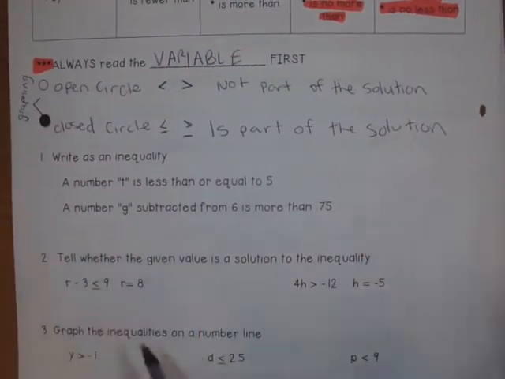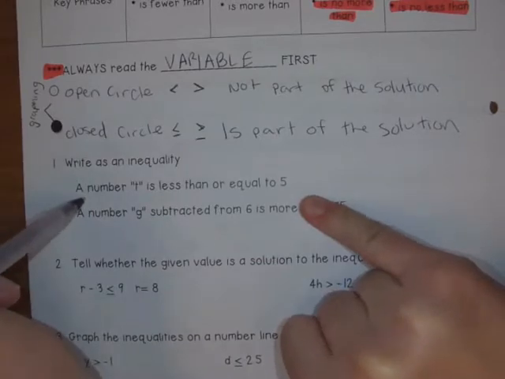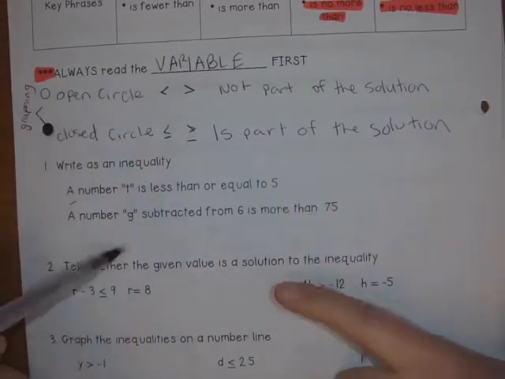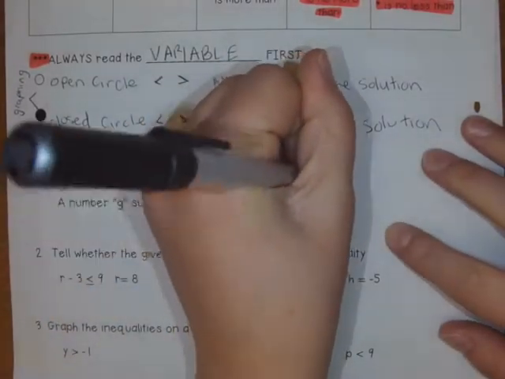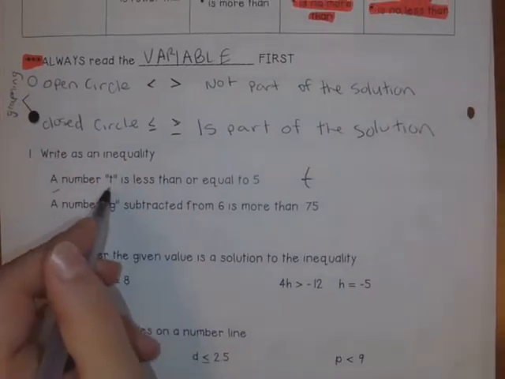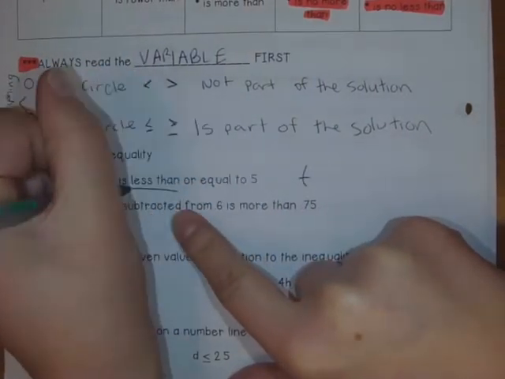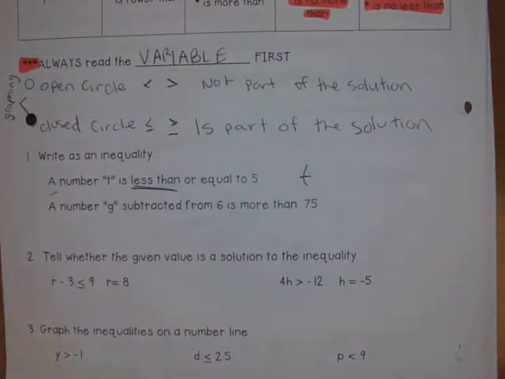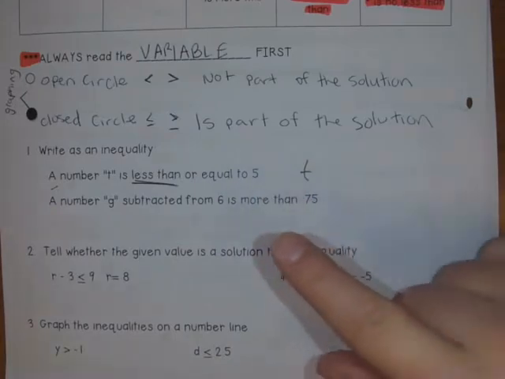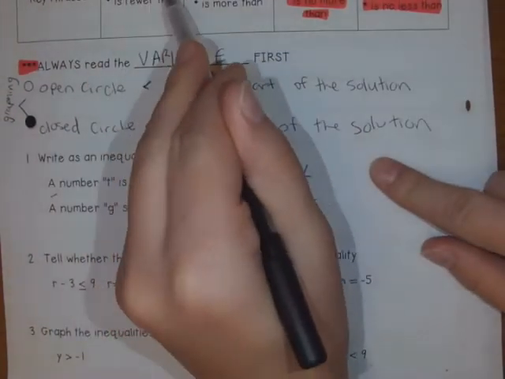Okay, so for example, write as an inequality. So it gives you a sentence and you have to write it out. So remember, you always read the variable first. So the variable is t. So I'm going to write that down very first, because it helps you to know what you're dealing with. Okay, and then it says a number t is less than, I want you to underline the term and circle the number.